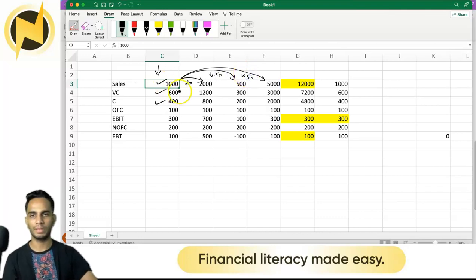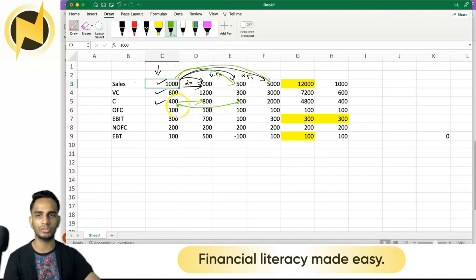See what happens to contribution as well. Contribution also moves in the same direction. Sales moved 2 times from 1000 to 2000. Contribution moved 2 times from 400 to 800. Sales went down from 1000 to 500. Contribution went down from 400 to 100. Same, it went by half. Sales increased 5 times from 1000 to 5000. Contribution increased 5 times from 400 to 2000.